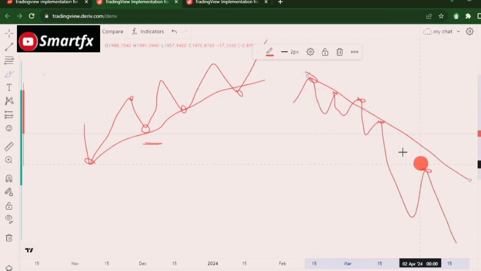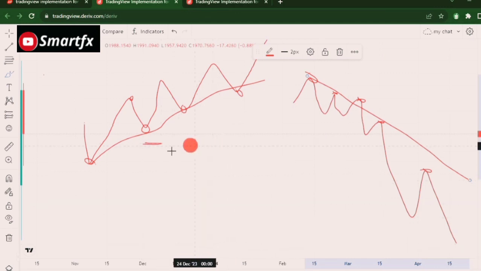In this type of market, as it is shown here, you will only be selling. You don't have to buy here. If you are buying this market, you will not have much gain. So in this type of market, I advise that you only be selling.